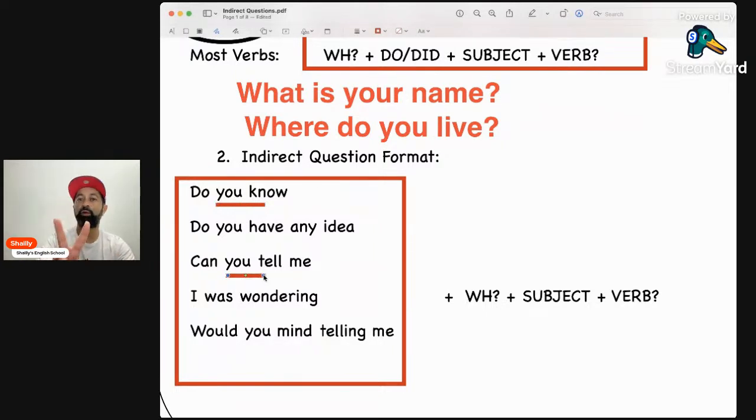All right, so let's start with those 2 today. Try to remember just those 2. So do you know and can you tell me? Now, this is where, when we make an indirect question, it changes. So the next word is the same. We're going to be using a WH question word. What, where, when, why, who. After the WH, we go to the subject, and after that, we go to a verb. So things are going to be switched a little bit.